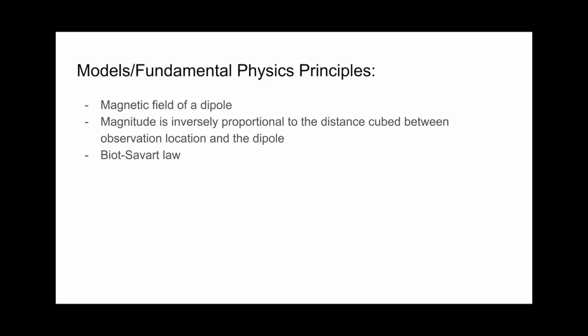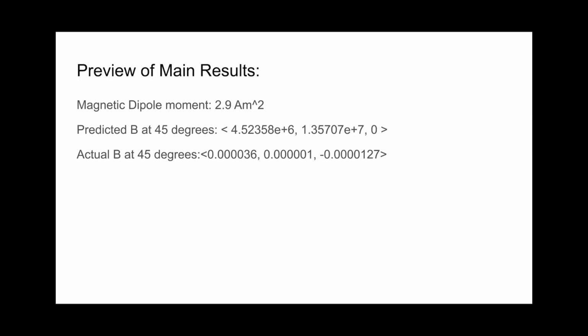The models and fundamental principles that we'll be covering are the magnetic field of the dipole, the fact that magnitude is inversely proportional to the distance cubed between the observation location and the dipole, and then Biot-Savart's law. The preview of the main results is that the magnetic dipole moment is 2.9 A·m². The predicted B at 45 degrees from the code is on the screen, and then the actual B from the lab experiment is the third bullet point.